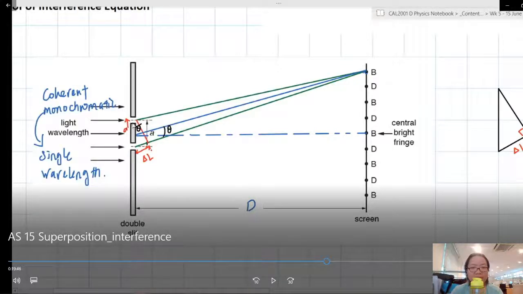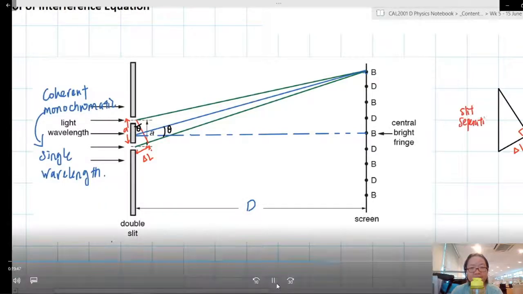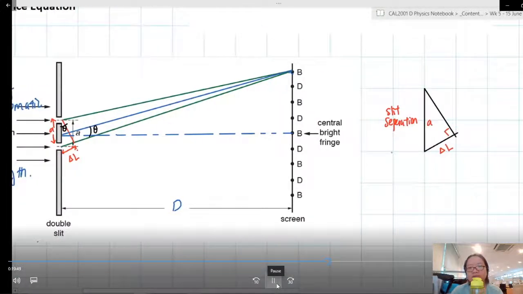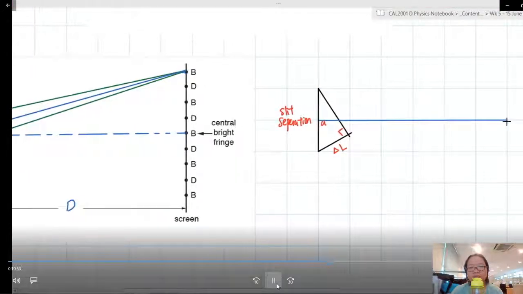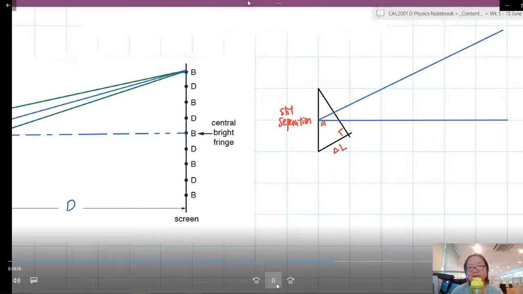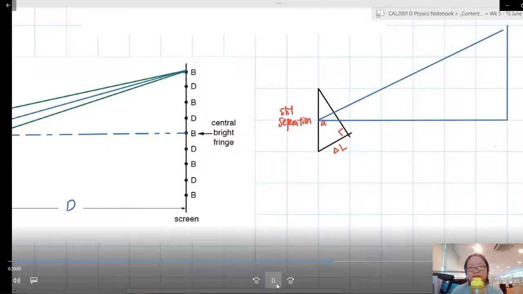We are taking the gap separation, or the slit separation, as a. Right now our objective is to prove that both angles are the same. So let me label the angles first. Let's say I assign this one as theta. This is the large blue triangle beside the screen, so this one will be theta.